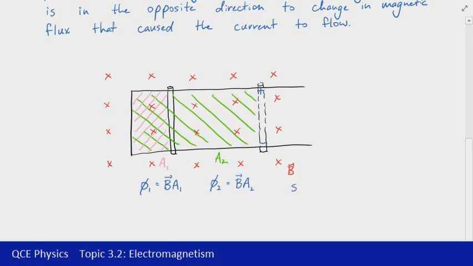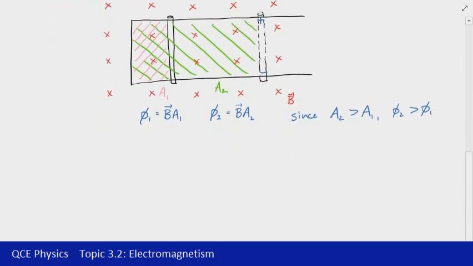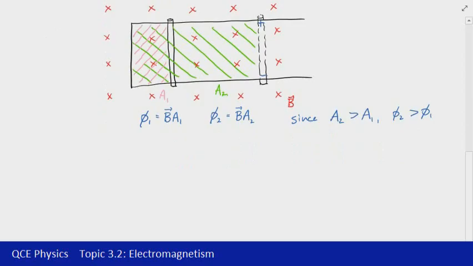And we can say that since the second area, area 2, is greater than area 1, then we know that the magnitude of phi 2 is going to be greater than the magnitude of phi 1. So the flux has increased. Now, to make a little bit more sense of this, we're going to consider it from a side view.